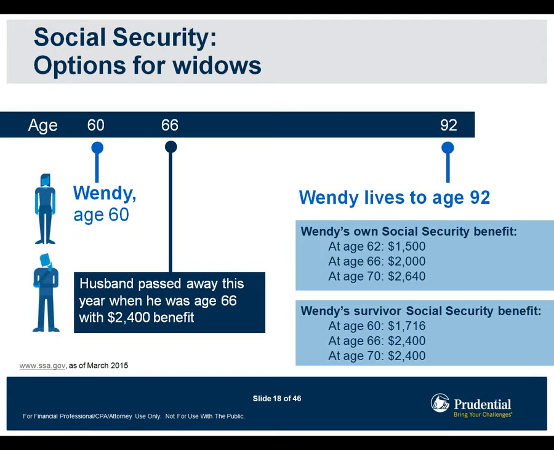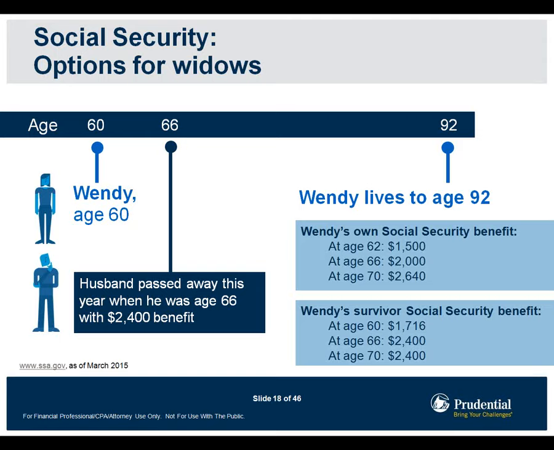Her husband passed away when he was age 66, and in the year he passed away, let's assume his full benefit was $2,400. Now Wendy, she had her own Social Security benefit based on her own earnings record. So let's assume at her full retirement age of 66, her benefit based on her earnings record was $2,000 a month. If she takes her benefit early at age 62, there'll be a reduction there, so it'll be $1,500 instead. And if she waited to age 70, her benefit based on her earnings record would be $2,640.